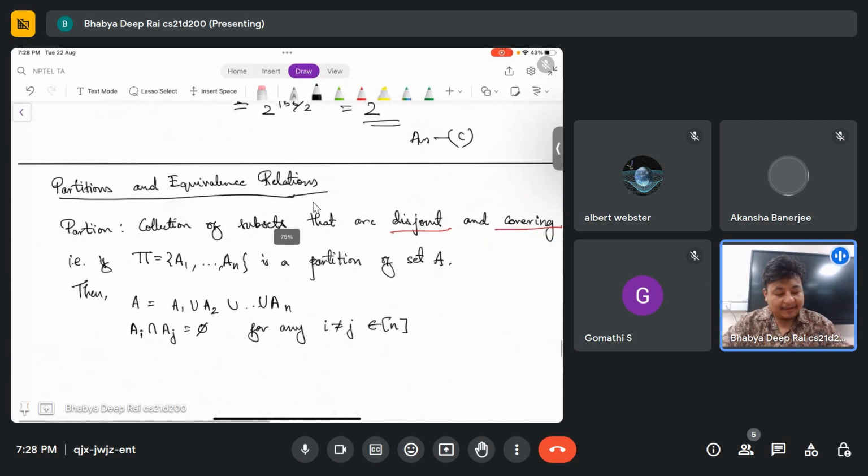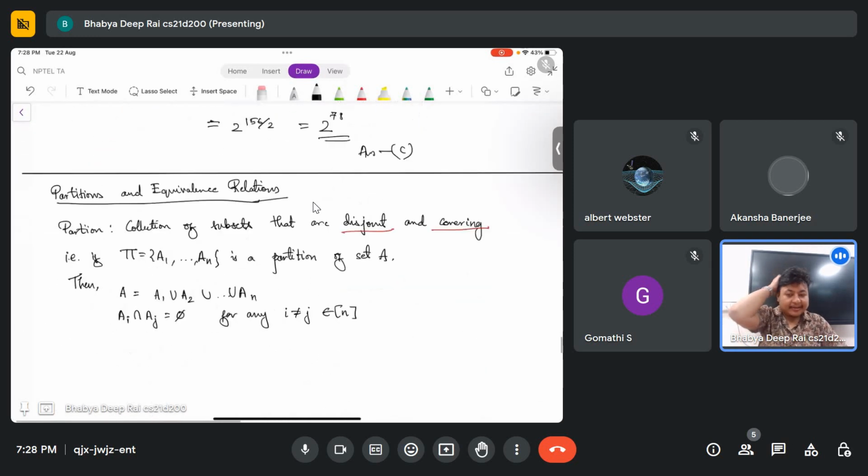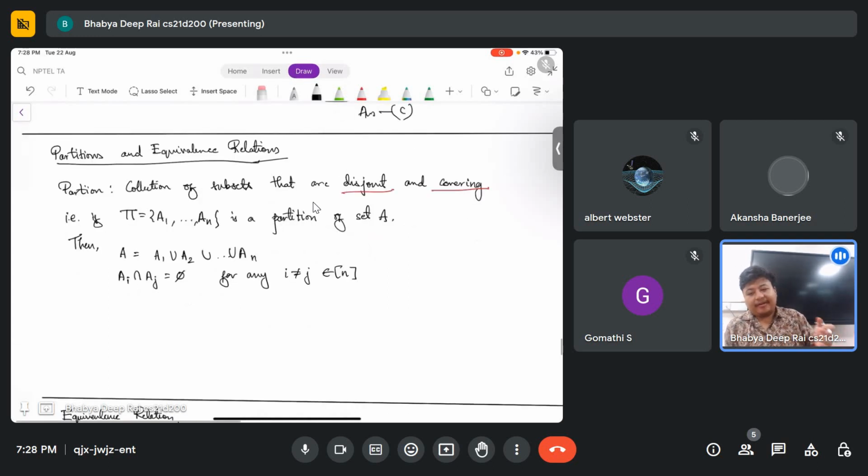Now we are nearing the end of the session. There are about 2 or 3 questions left. So I just want to talk about equivalence classes and partitions quickly. A partition is a collection of subsets that are disjoint and covering. What does this mean? Disjoint means that the subsets don't overlap with each other. They don't share anything with each other. And covering means that when you take a union across all the subsets, it will give you the superset itself.